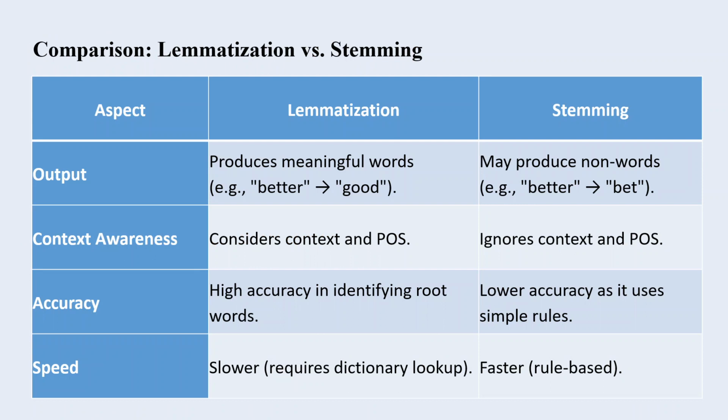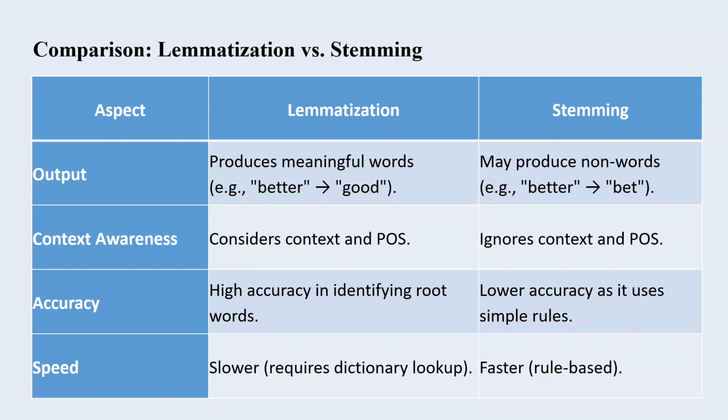So let us see the main differences between lemmatization and stemming. Lemmatization produces meaningful words, for example better to good. But stemming produces non-words, better to bet. Lemmatization considers context and parts of speech, but stemming ignores context and parts of speech. Lemmatization provides high accuracy in identifying root words, but stemming has low accuracy. It uses only simple rules. The speed of lemmatization is slower because it has to look up a dictionary and parts of speech to provide the root form.